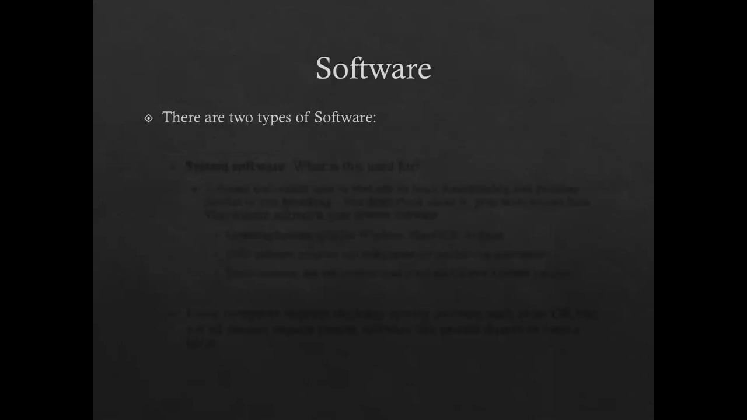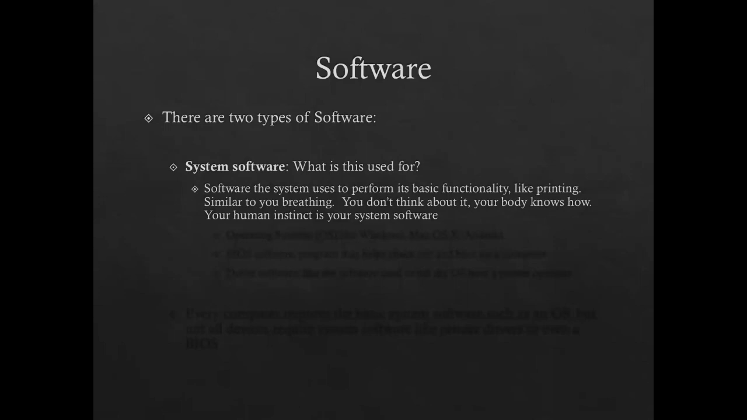So with that, let's talk about the two different types of software. The first type is the system software, and this is again like Windows and whatnot. So software the system uses to perform its basic functionality, whether it's printing or whether it's just saving to the hard drive, as we mentioned before. And this is like the most basic things. It's what you expect your computer to be able to do at all times without any special tools on your part or special skills. So you don't think about it. Your body knows how to do it just like the computer. You just expect it to know how to print, for example.